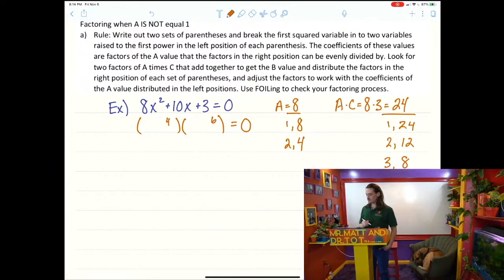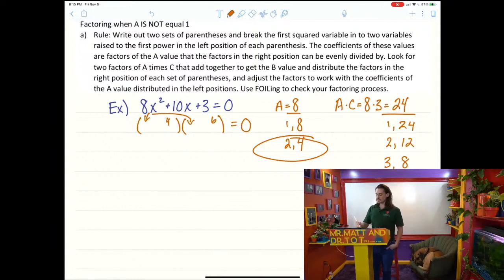Notice that 2 and 4, the factors 2 and 4 are factors of 4 and 6. So they work with these values. If they work with the values, that's what I'm looking for because I have to assign this 8x squared into the first positions. So I'm going to do that, remember with foiling, excuse me one second.